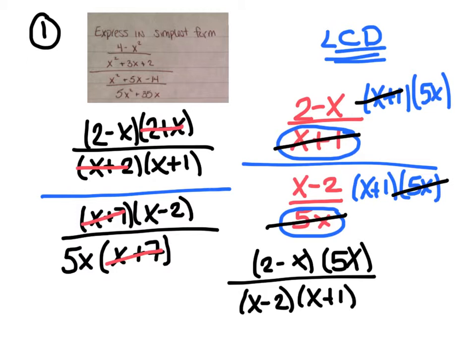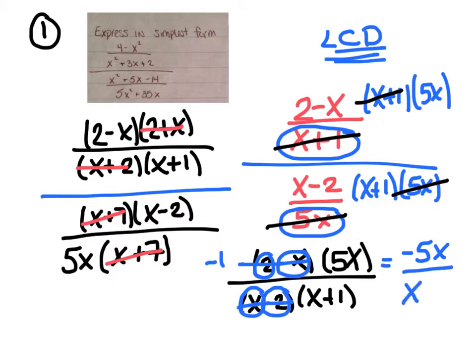1. Now you'll notice that these are different by a negative, and what do we mean by that? Well, 2 is positive, now 2 is negative. x is negative, x is positive. So they cancel to that lovely negative 1. So I get a final answer of negative 5x over x plus 1.